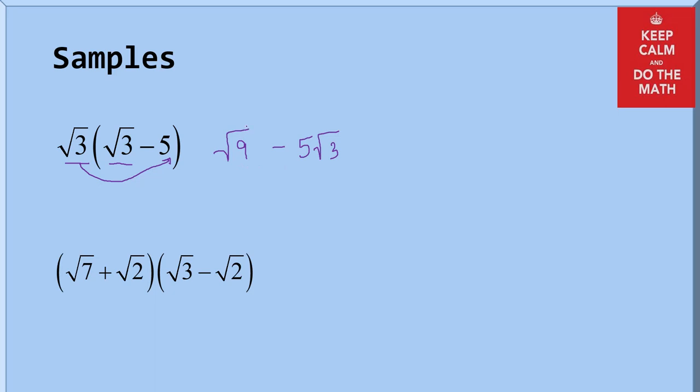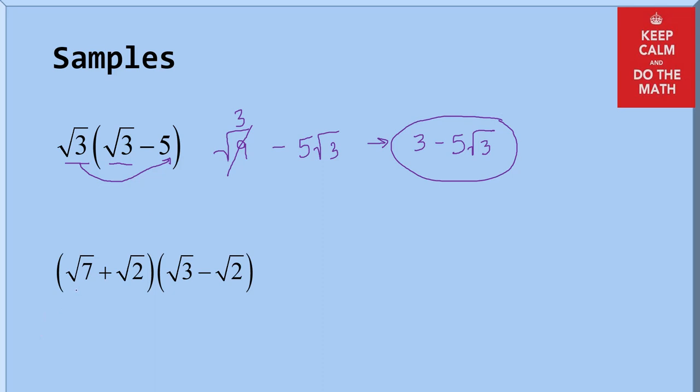Now, I notice that the square root of 9 can be simplified. So the square root of 9 is 3, so I've used up the radical sign. So when I simplify this, I have 3 minus 5 square root 3. Since these are not like terms, that means this is going to be my final simplified answer. Now let's take a look at the bottom one. Here I have two binomials.